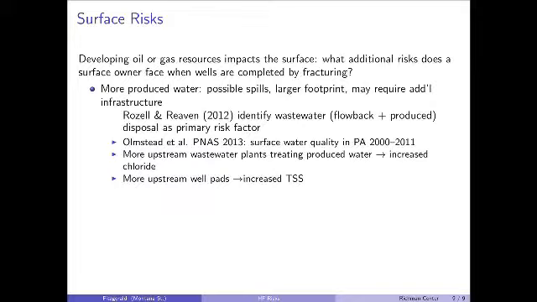Downstream, in watersheds downstream from places where that produced water was being disposed, they find significantly higher chlorine concentrations in the water, but no more sediment. And so the treatment plants were doing a good job of getting sediment out of the water, but not salt. In a sort of a different measure of the impact, if there are more well pads upstream from you in your watershed, you have more sediment in the water, but not more chlorine. So you're getting runoff from the well pads. And those are very different kinds of effects on surface water quality.